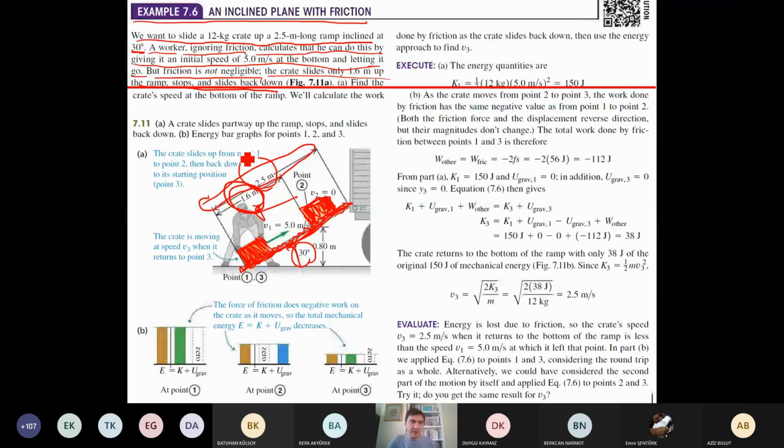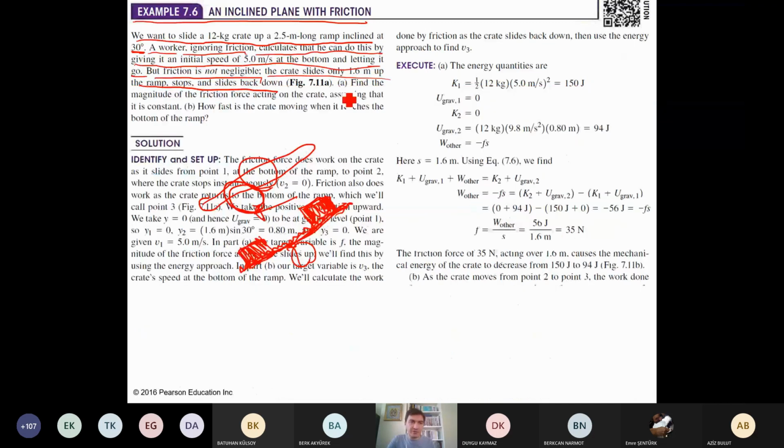To find the magnitude of the friction force acting on the crate, assuming that it is constant, how fast is the crate moving when it reaches the bottom of the ramp? So again, you will use the relation between kinetic energy and potential energy, and here you have to consider V other due to the friction force, okay? Don't forget.